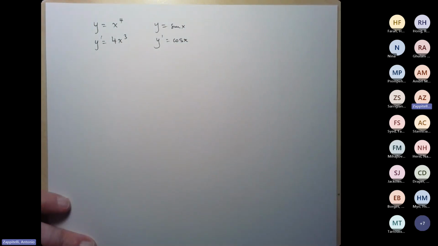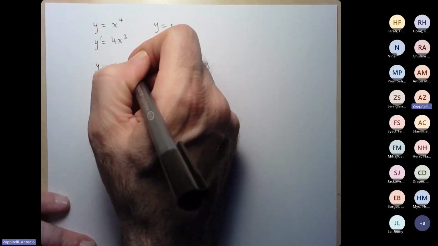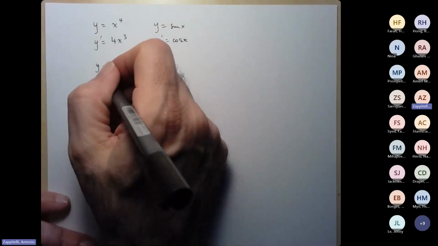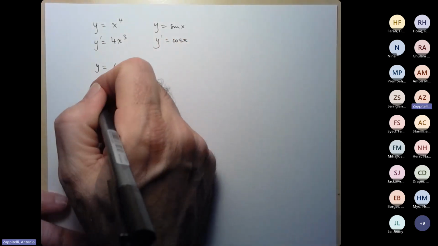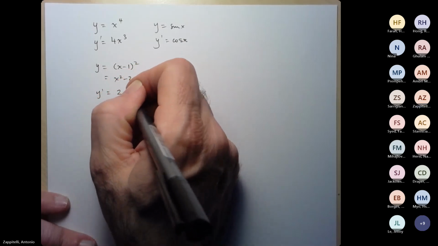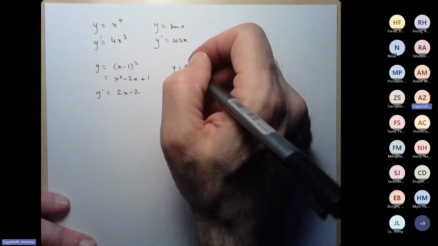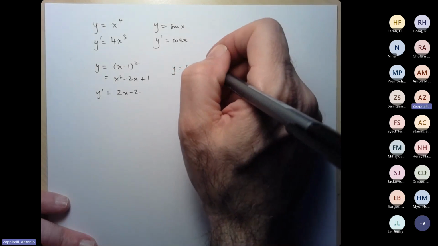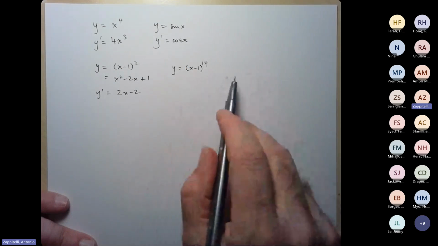Now, if I had, say, y equals x minus 1 squared, and I wanted to find the derivative, I could first expand this, and then take the derivative. Nice and easy, okay? This is where the problem comes in. What if I have y equals x minus 1 to the 14? Can we all agree that we do not want to multiply that out 14 times?